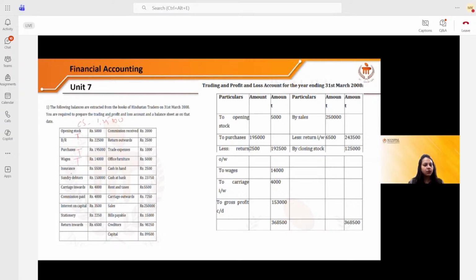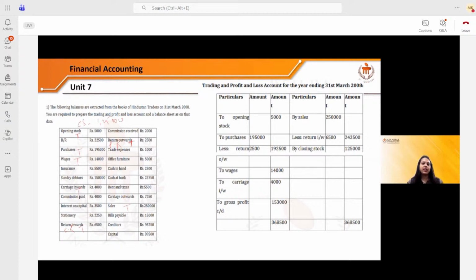Wages come in the trading account. Insurance, no. Debtors, no. Carriage inwards comes in the trading account. Commission paid, not. Interest on capital, not. Stationery, not. Return inwards means sales return. Sales return comes in the trading account, right? Commission received, not. Return outward, yes. That is called purchase return. Purchase return comes in the trading account, right? Trade expenses, not. Office furniture, not. Cash in hand and cash at bank, no. Rent and tax, no. Carriage outward, no. Sales come in the trading account. Bills payable, no. Creditors, no. Capital, no.